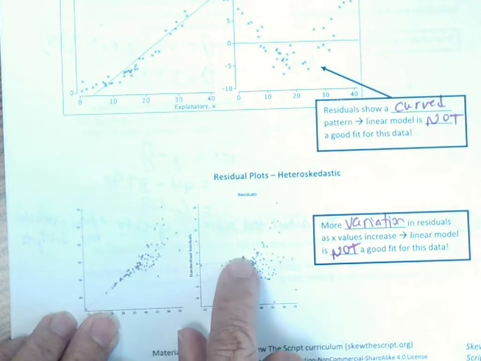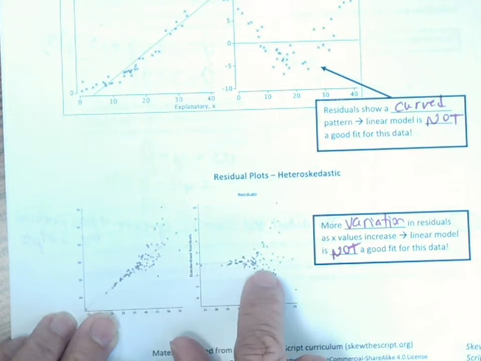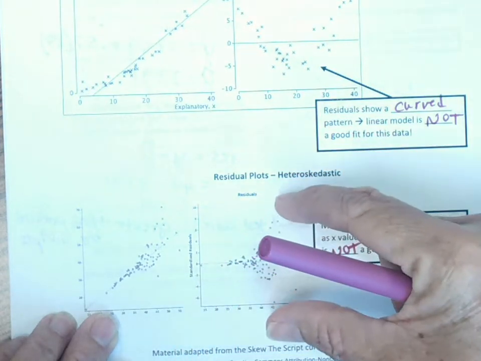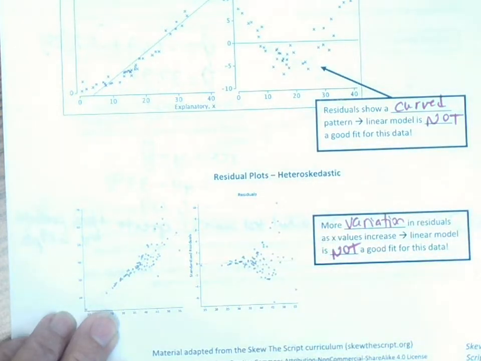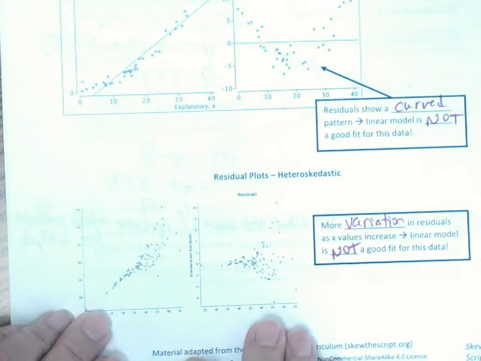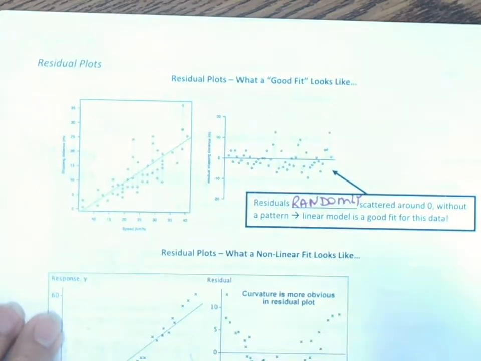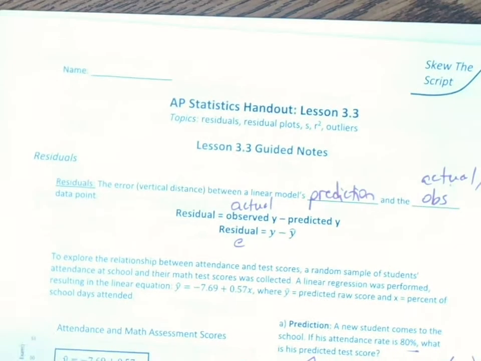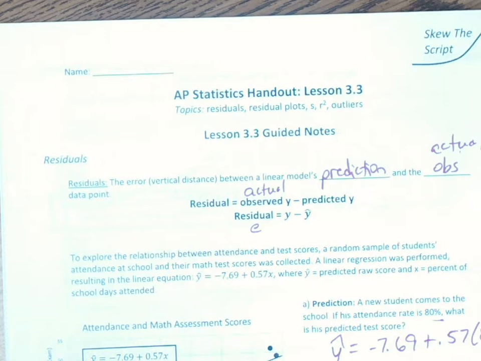So notice the points are closely clustered around 0, but as x gets bigger, they get further and further away from 0. So they're growing. That also tells me that the linear model was not a good fit. So again, residual model, we want to see random looking data. Or residual plot, not data.